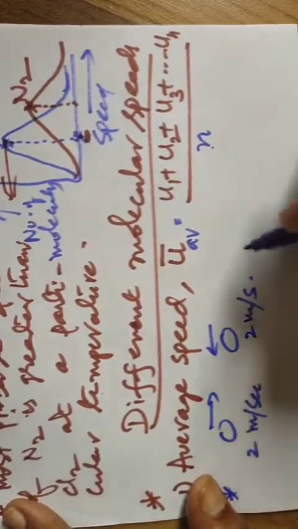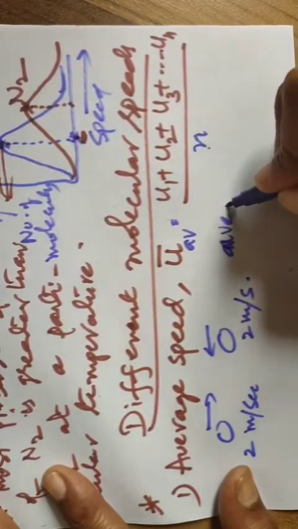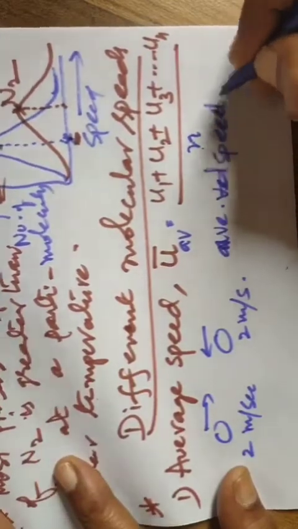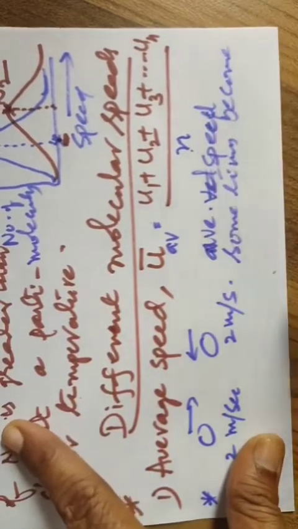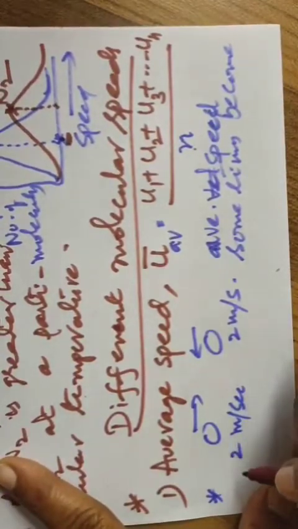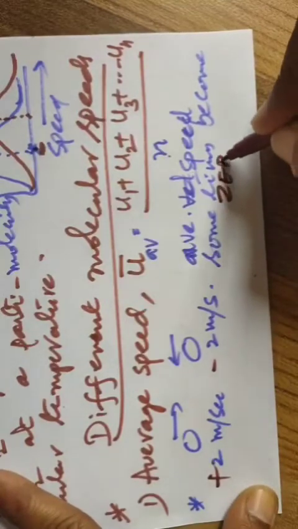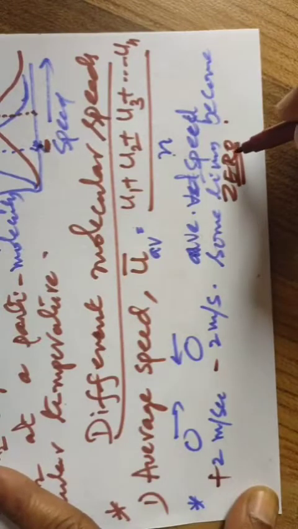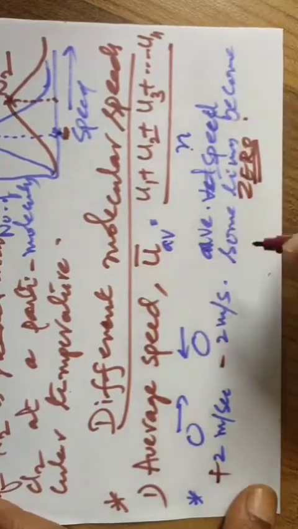Velocity is a vector quantity, so average velocity sometimes may become zero. Tell me here: one direction plus 2, another direction minus 2, average velocity 0. But it is a meaningless concept. Average velocity of 0 is not a proper way to describe the velocity of the molecule.